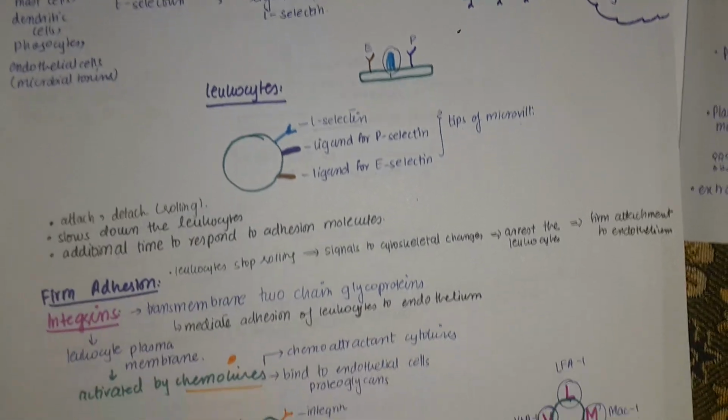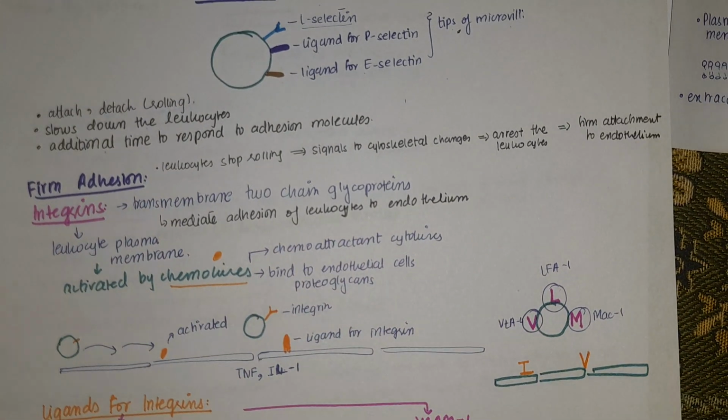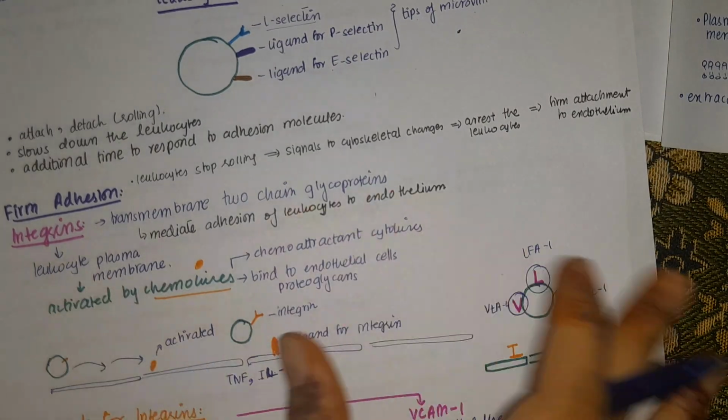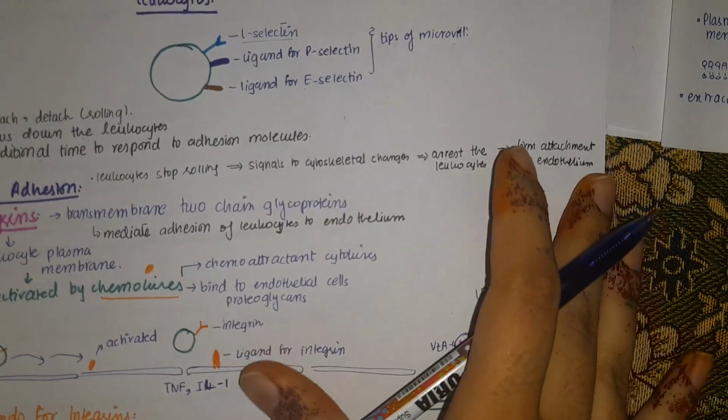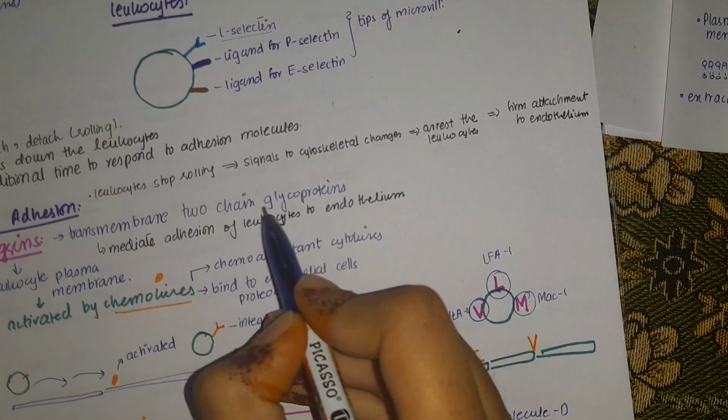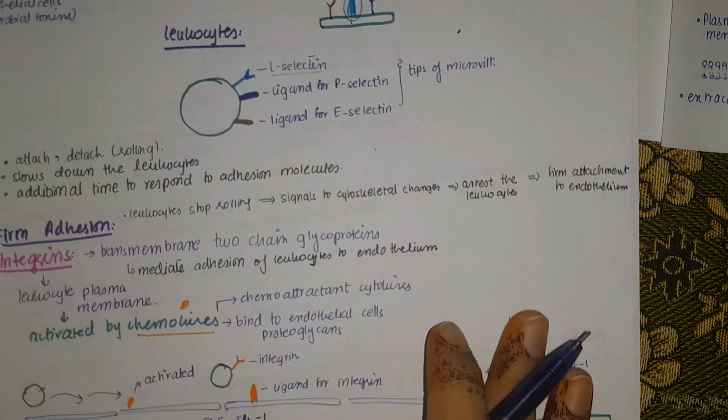Now we have to go for firm adhesion. After rolling, we have firm adhesion. Now firm adhesion is stimulated or regulated by integrins. What are integrins? Integrins are transmembrane two-chain glycoproteins.